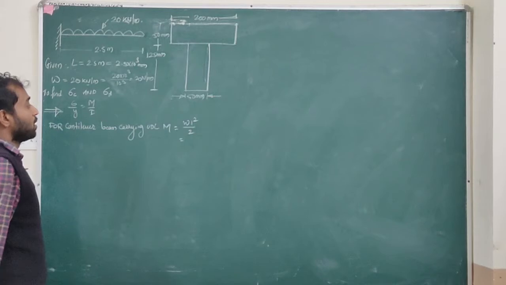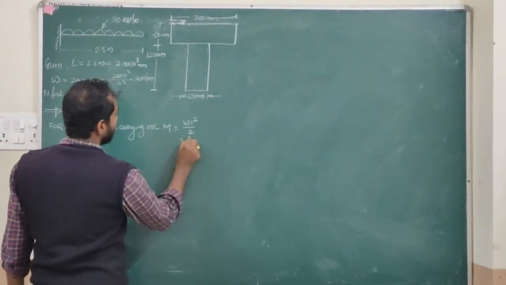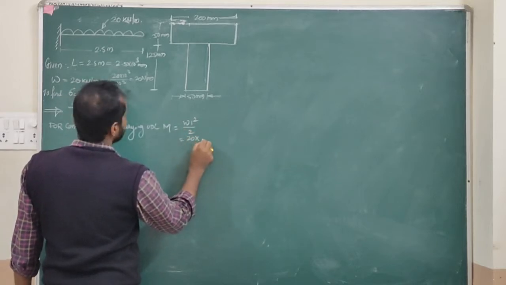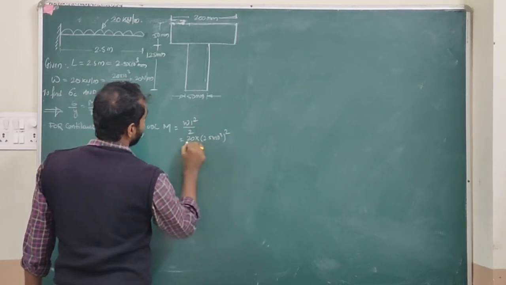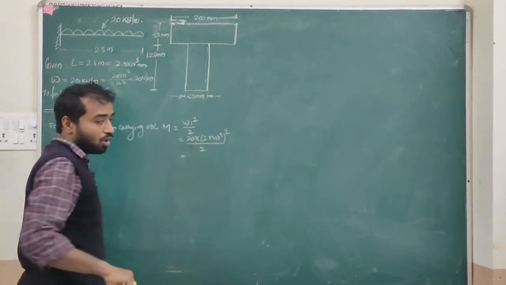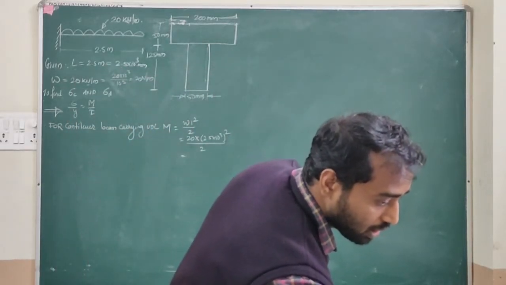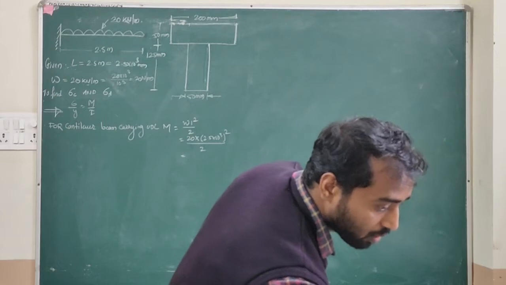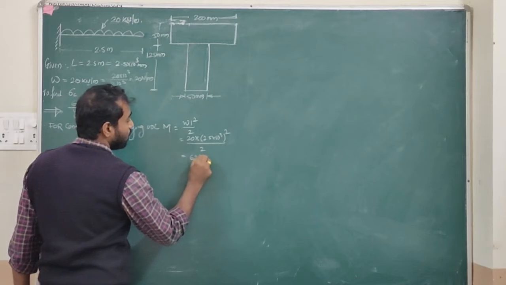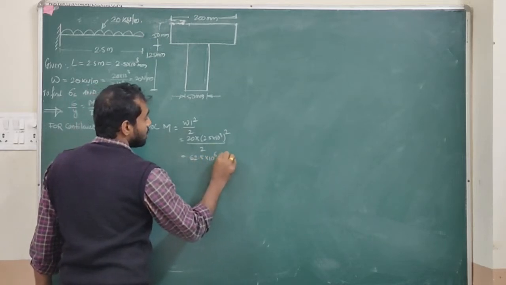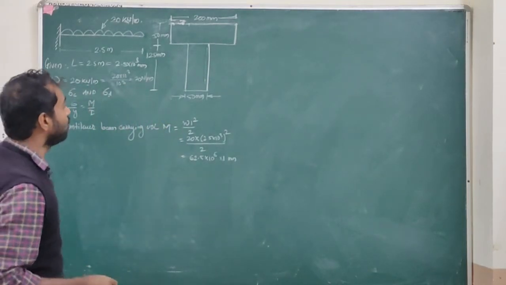So if you put the values in the given formula, then load is 20, length is 2.5 into 10 raised to power 3, squared, divided by 2. If you solve this, you will get the value as 62.5 newton. Sorry, 62.5 into 10 raised to power 6 newton mm. So this is how we have found out the value of M.